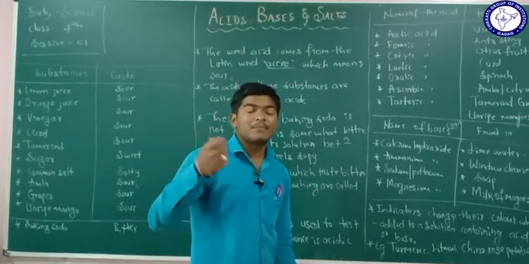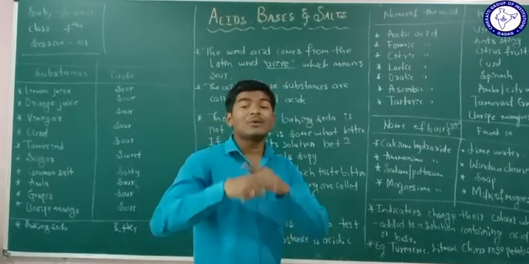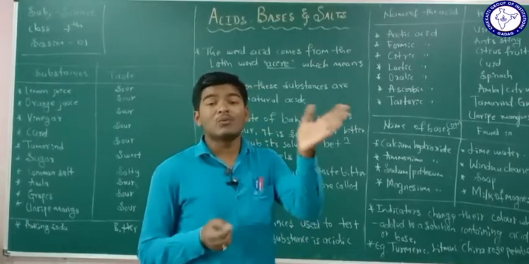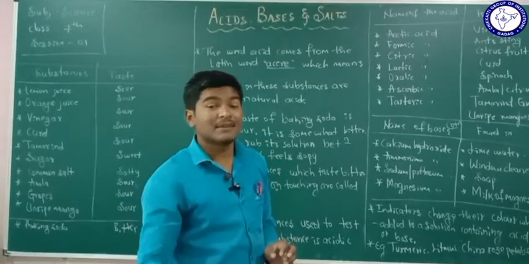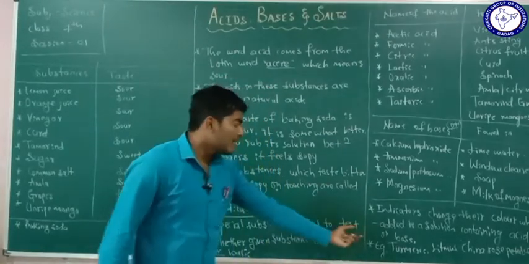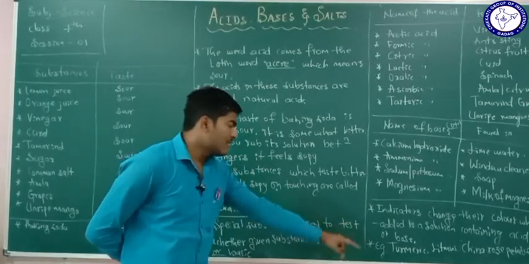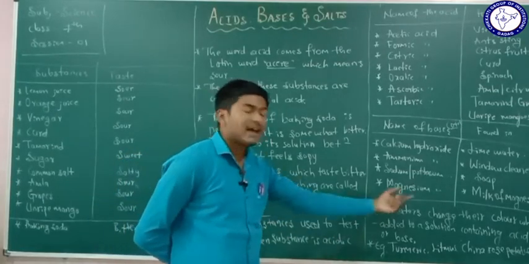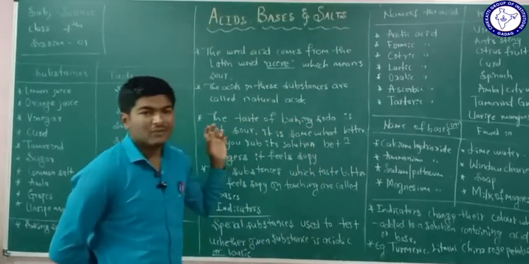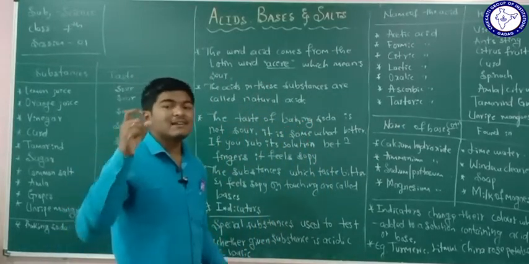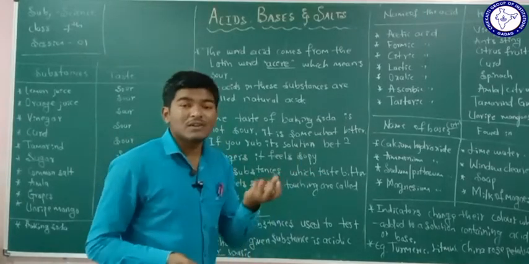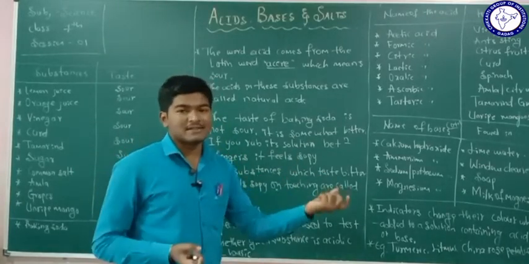What are litmus papers? How are they prepared? What is the work of litmus paper, how does it work, and what are its characteristics? That will be studied now. The examples of indicators are turmeric, litmus and China rose petals. So once again, indicators are special substances used to check whether a given substance is a base or an acid.